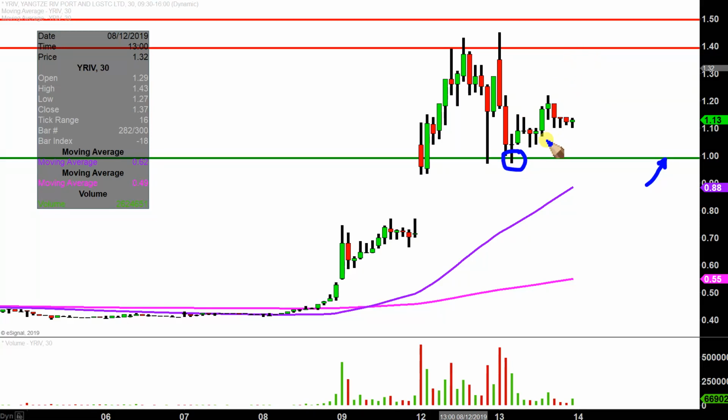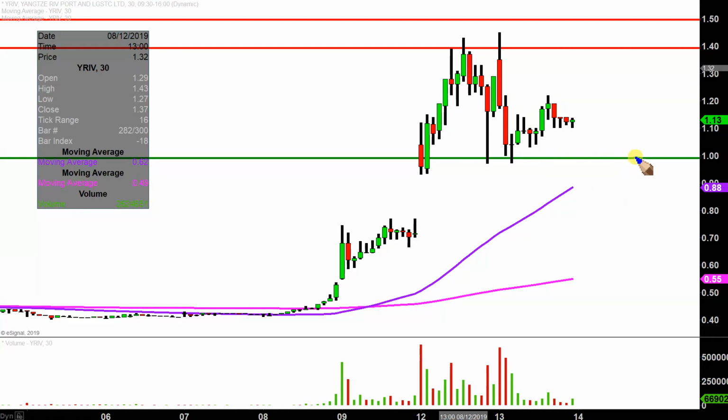So congratulations to the technical players out there that took notice of that and got a great entry point before getting the nice bounce upwards. But the point here being that the level of support that you would want to see and expect to see act as support did indeed act as support. So a dollar confirmed as that key level of support going forward.